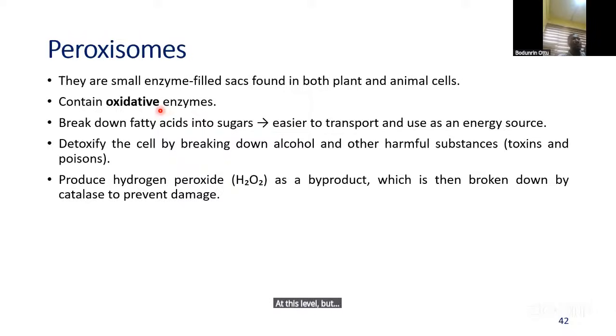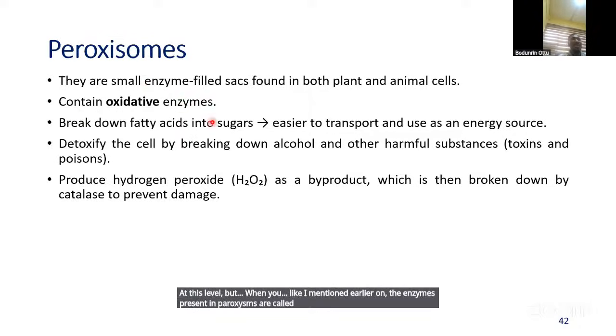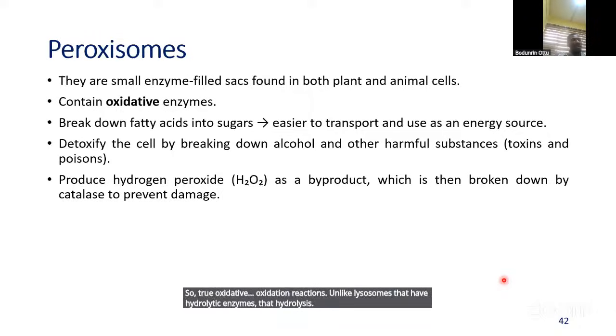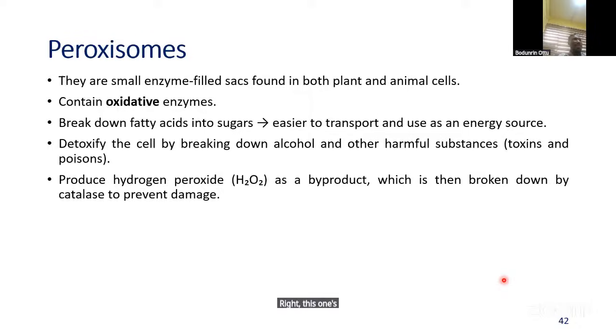Like I mentioned earlier on, the enzymes present in peroxisomes are called oxidative enzymes. These enzymes break down fatty acids, alcohol, and toxins via oxidation reactions. Unlike lysosomes that have hydrolytic enzymes that hydrolyze, these ones oxidize. So they detoxify the cell by breaking down alcohol and other harmful substances, so toxins, poisons. That's what peroxisomes do.